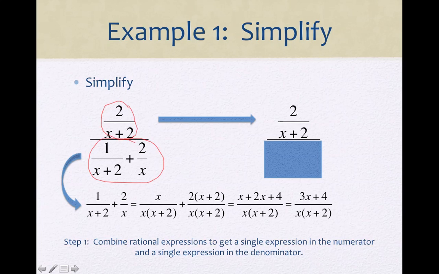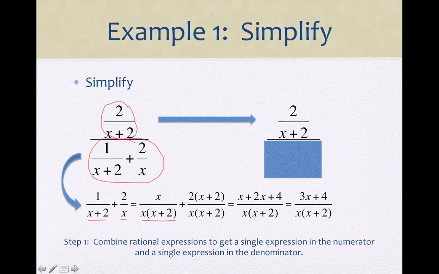First, we're going to decide on our LCD, which using x plus 2 and x is going to give us an LCD of x times x plus 2. There's no common factor here between these two denominators, so we're going to use both. And so in our next step here, we're just rewriting the rational expressions so that they have that LCD. So that means multiplying the first fraction by x on the top and the bottom to get x over x times x plus 2.